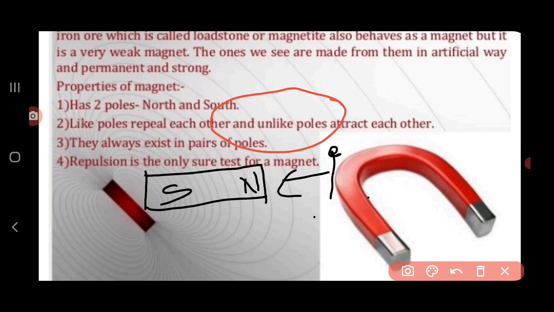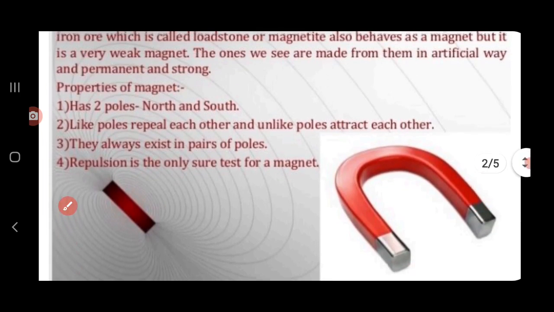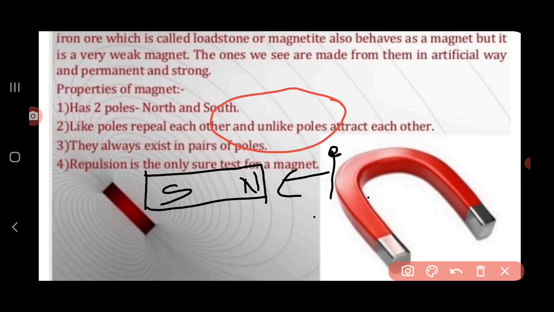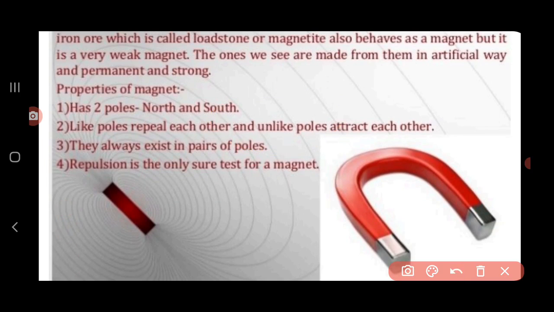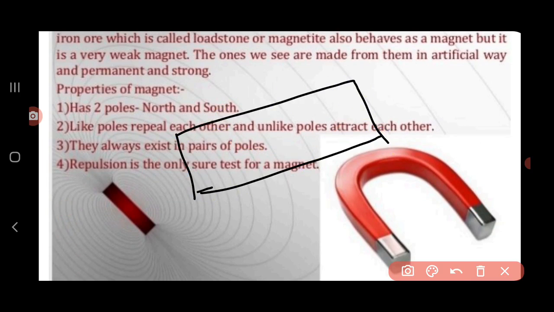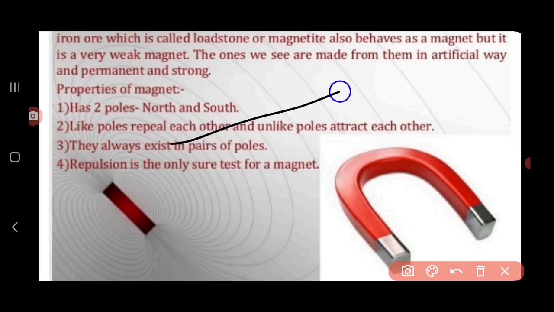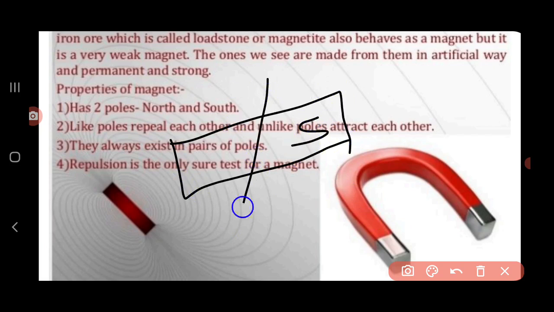Like poles repel each other and unlike poles attract each other. What does it mean? Suppose we take two magnets and place the magnets in such a way that north poles are facing each other. So, similar poles, that is the north poles, are brought closer to each other. Then what has happened? They repel each other by a force.